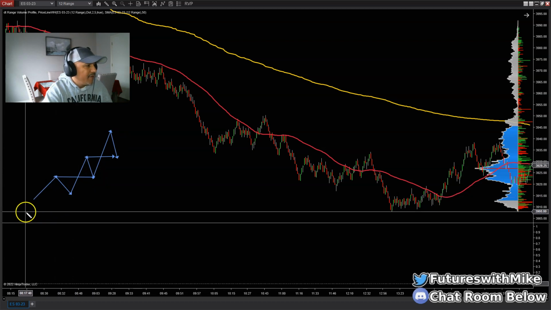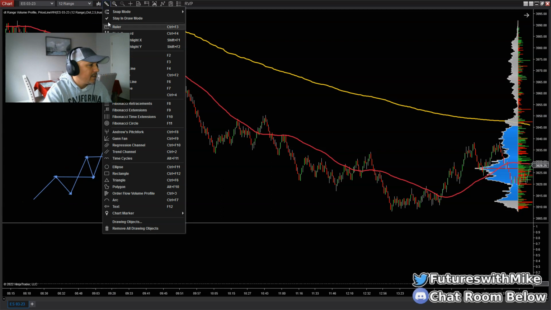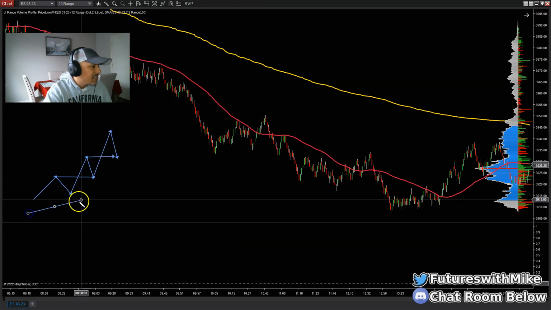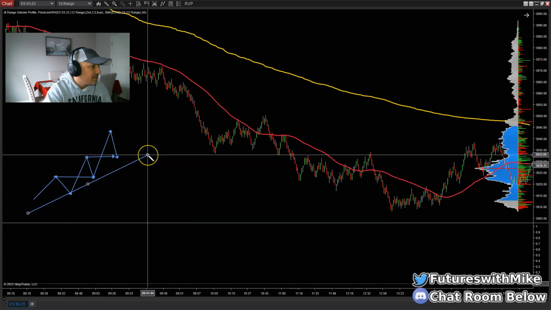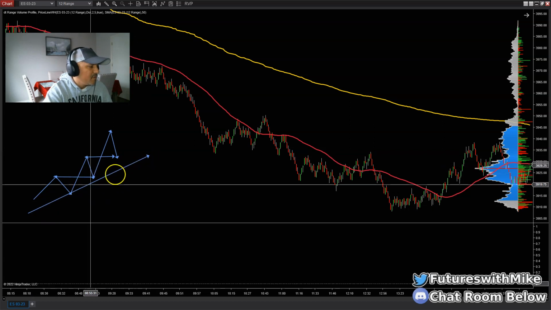And if for some reason, let's see if it's going to let me do this or not. I don't see a drawing tool for that. Let's see. Let's just use the arrow line here. But let's just say, for example, this was the SMA or the moving average right here.